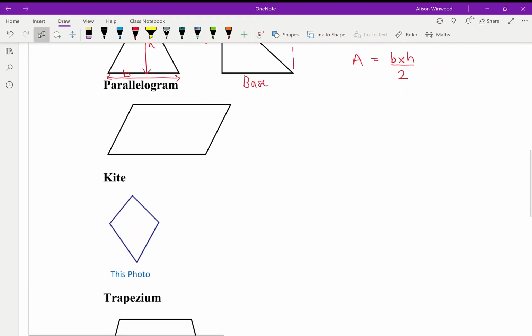The parallelogram can be rearranged by removing this triangle and placing it at this end to be a rectangle. So its area will be the height multiplied by the base.